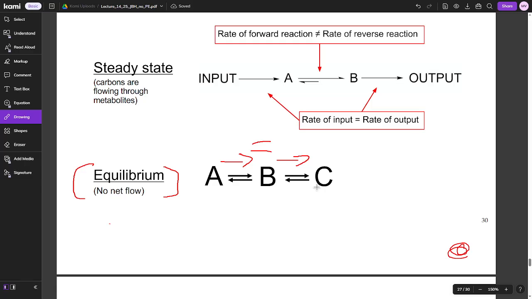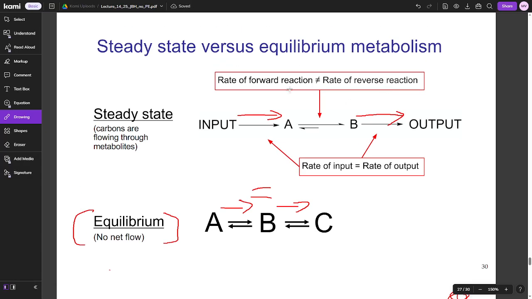The steady state is a little bit different, right? In the idea that the input rate and the output rate are equal, right? But the rate of the forward reaction does not equal the rate of the reverse reaction. So these two are not equal, right? But it seems like the reaction is in equilibrium because the rate of this and this is the same, so it only looks like you can see these two rates here, if that makes sense.